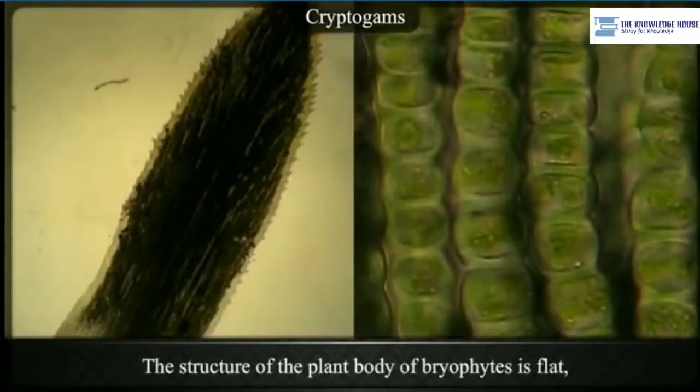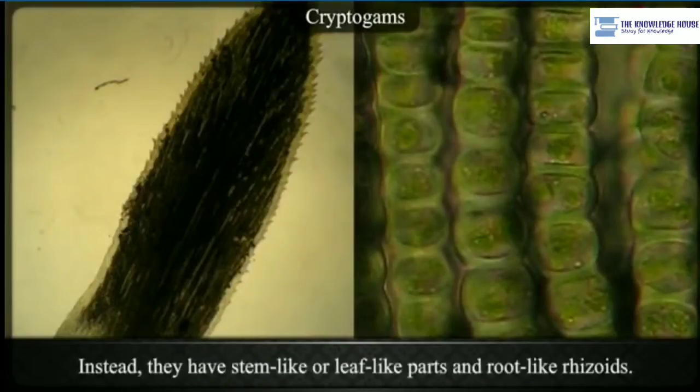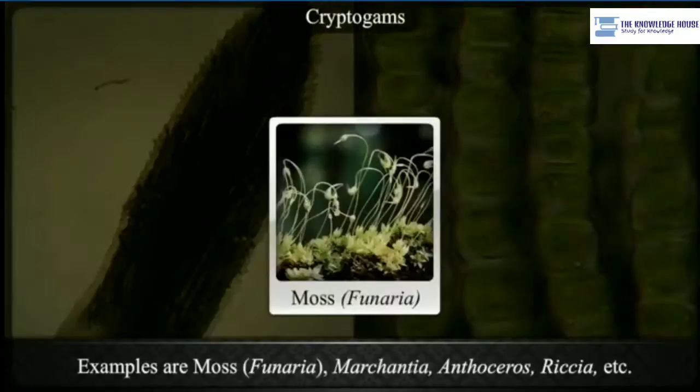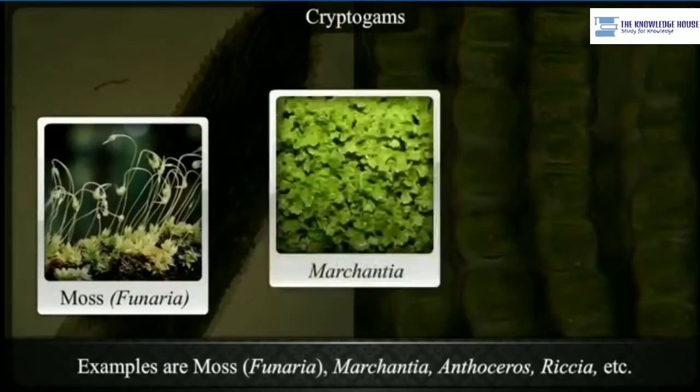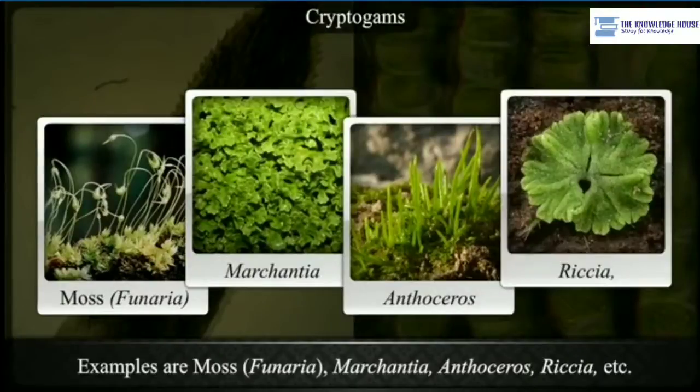The structure of the plant body of bryophytes is flat, ribbon-like long, without true roots, stem and leaves. Instead, they have stem-like or leaf-like parts and root-like rhizoids. They do not have specific tissues for conduction of food and water. Examples are moss or Funaria, Marchantia, Anthoceros, Riccia, etc.